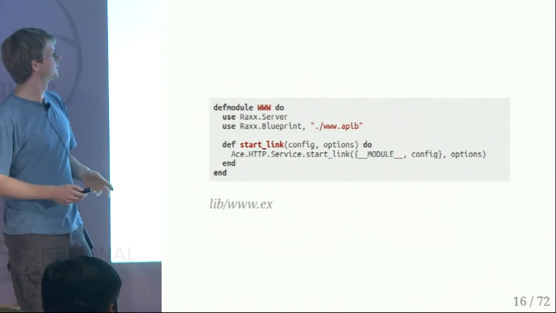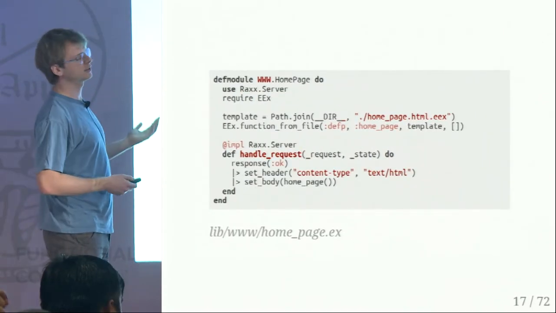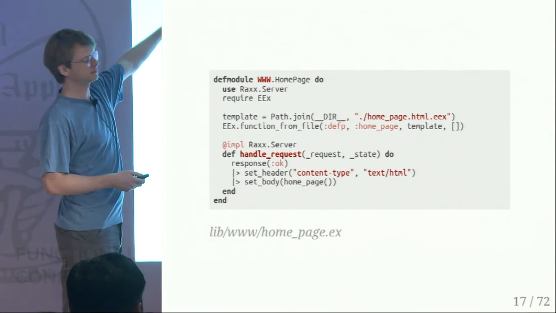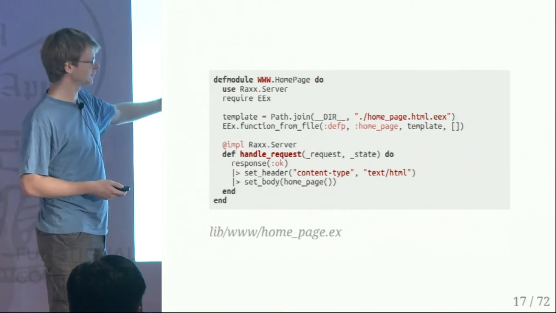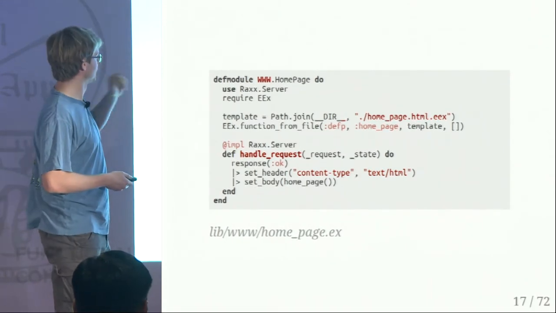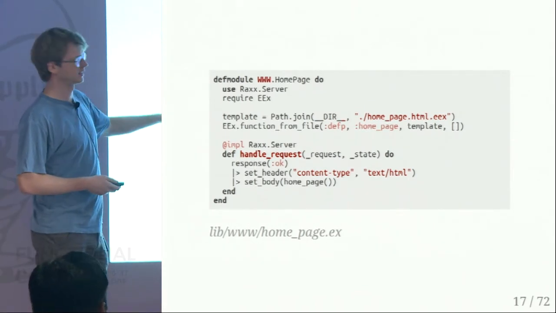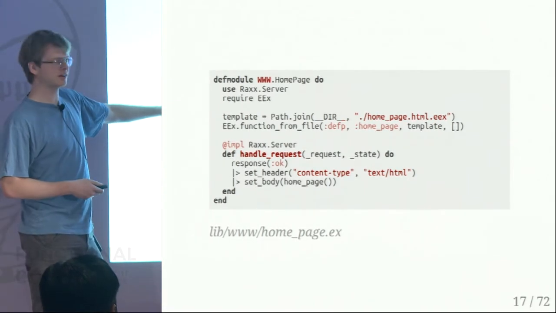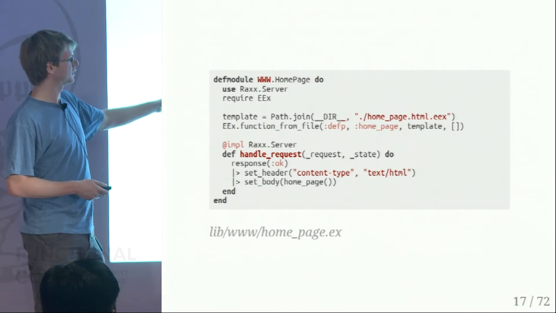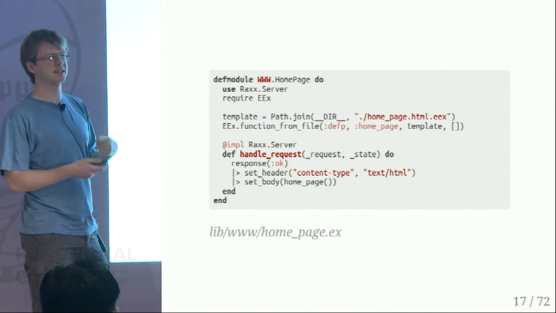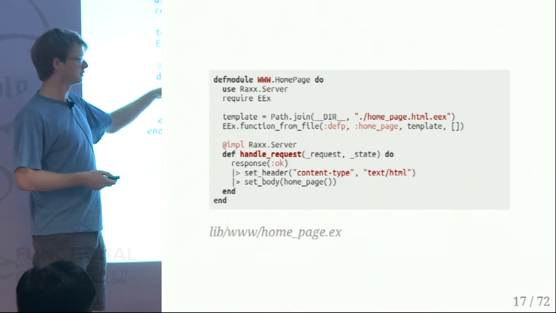Okay. So in Raxx, this is what a controller looks like. So we say, again, it's a server. We have a single handle request function. This is something, again, patterned from the Rack framework. You get a request. You get an original state. You create a response. These are pipe arrows. I think they were taken from F-sharp, possibly. They are something on top of Erlang, one of the niceties that Elixir gives you. And it takes the result of the part before it and feeds it as the first argument.